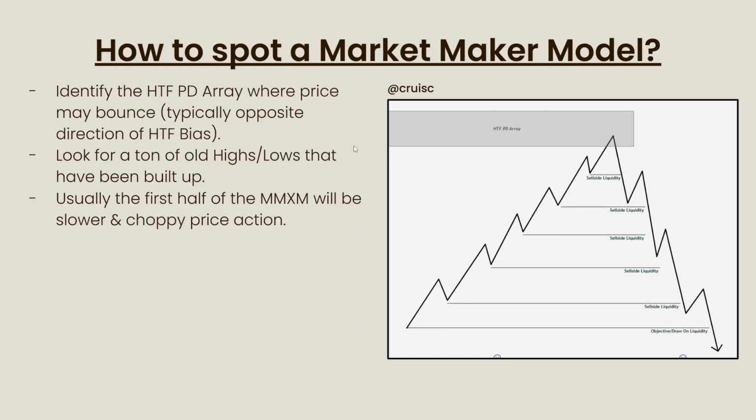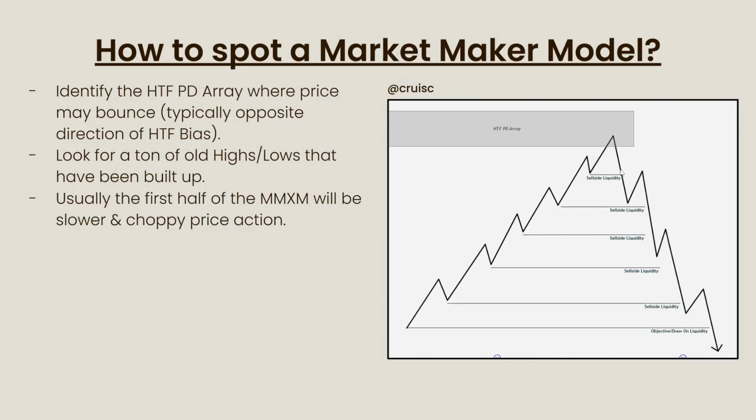So now let's get into how to spot a market maker model. This is the general outline, and the first thing that we want to do is identify the high time frame PDA array where price may bounce. So in this example, let's say that price action is bearish, right? We get this first bullish price leg, meaning that we're pulling into probably a premium or a high time frame PDA array or objective, or even a liquidity sweep that we have created at this top point. And then we get momentum down. We break this old low, creating a market structure shift.